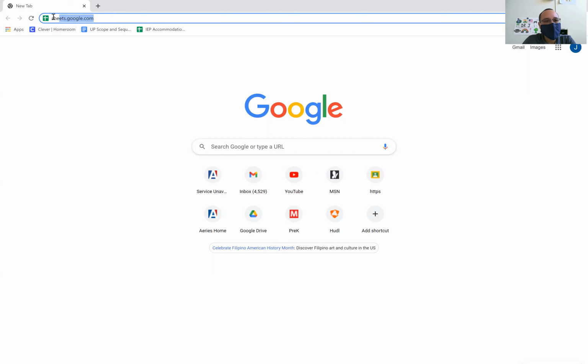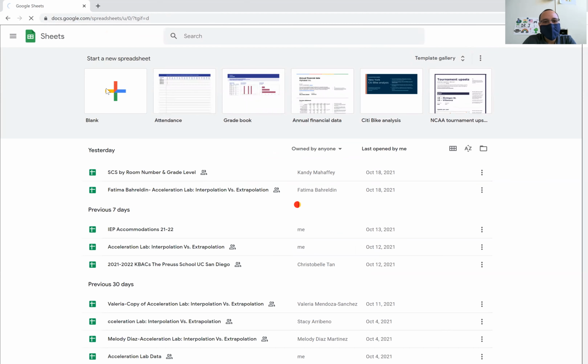First things first, we're going to open up a Google Sheet. So we're going to go to sheets.google.com. That's what you want to type in, just sheets.google.com. You hit enter, and that'll allow you to create a new spreadsheet.